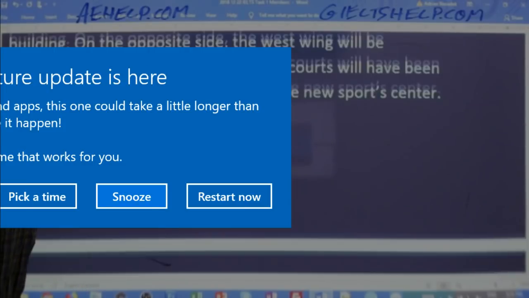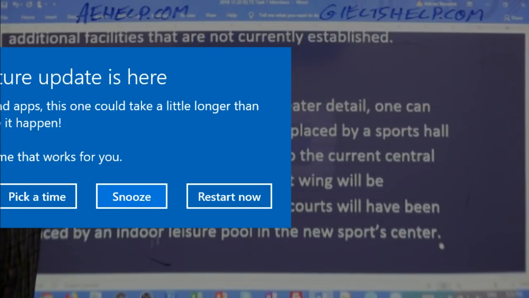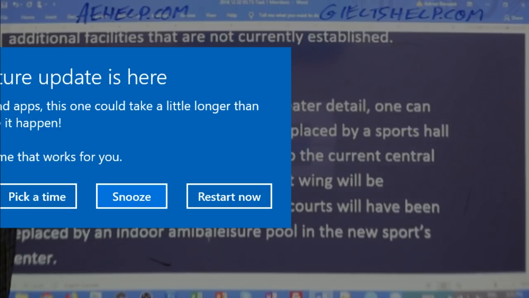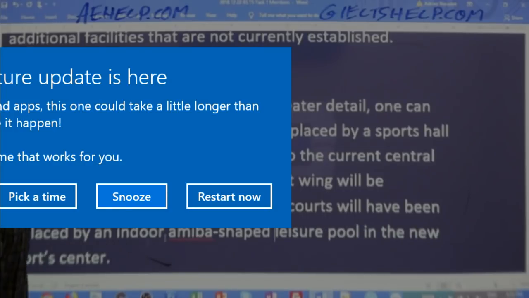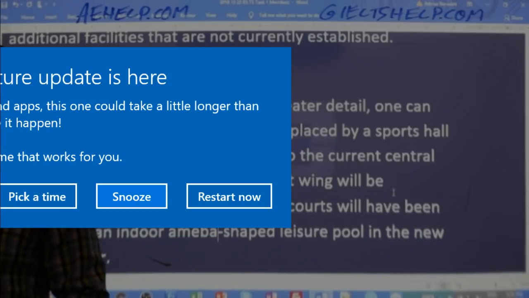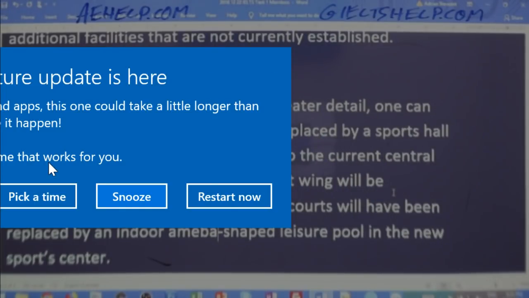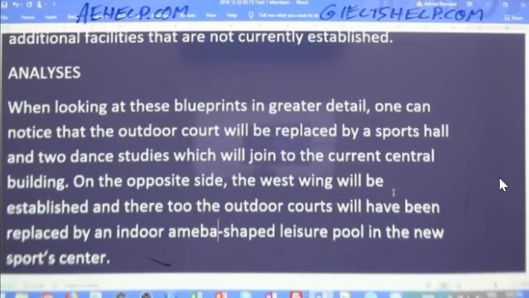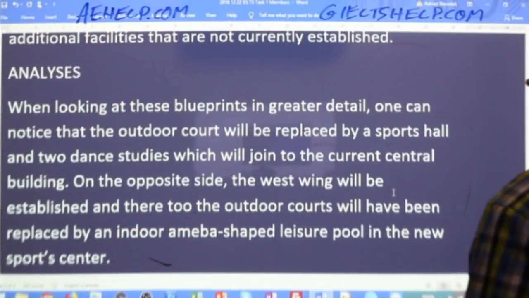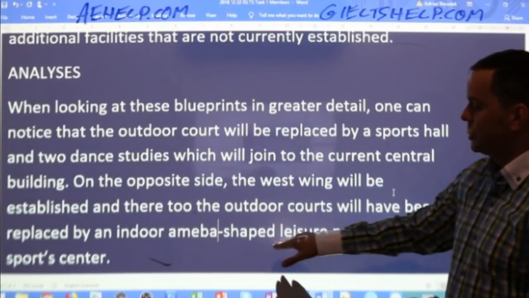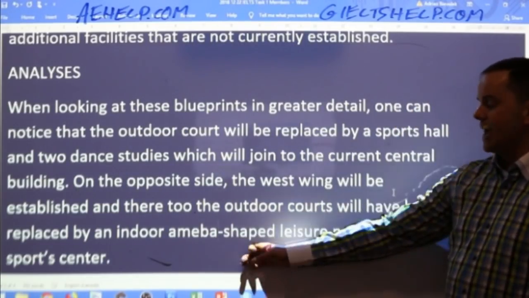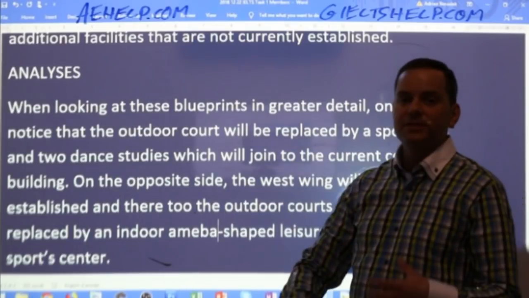And again, like I say, if you want to get really fancy, an indoor amoeba shaped leisure pool. This is band 9 level of writing here, where you're able to basically create your language, and you can use words like amoeba shaped. Okay, you can use triangular shaped or square shaped if it's a different piece.